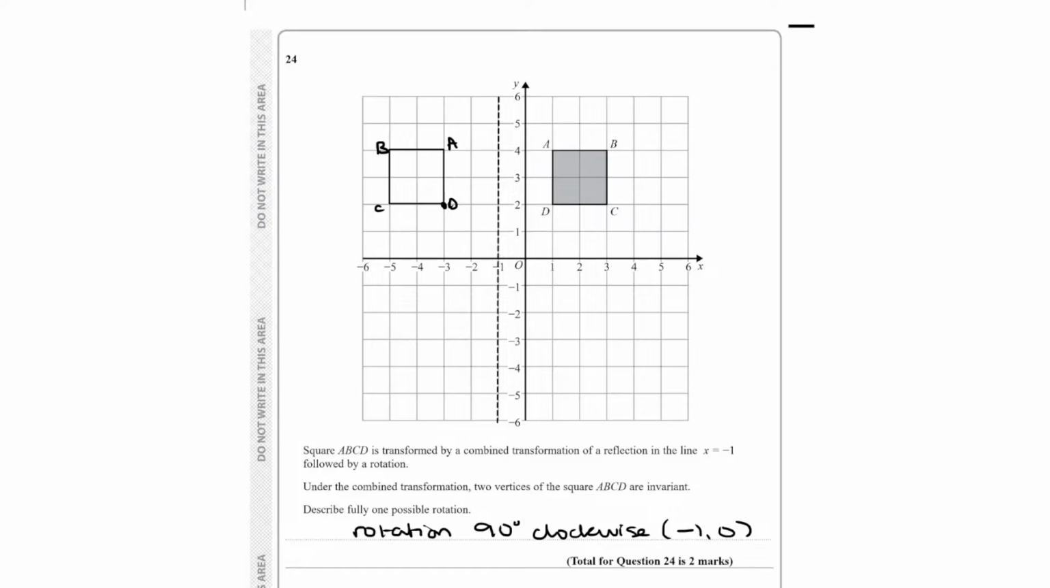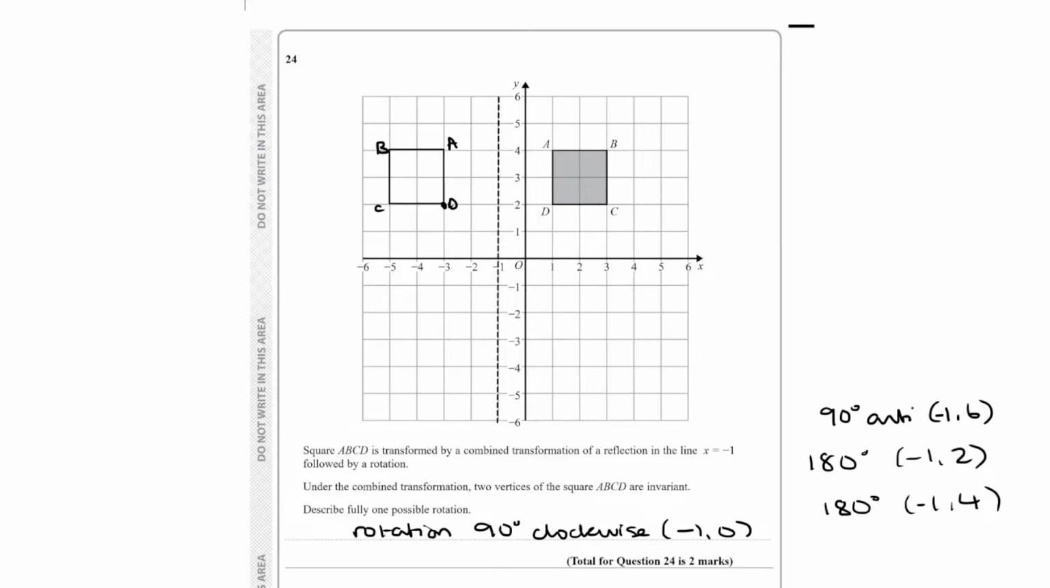You could have, I'll write down the list here, 90 degrees anti-clockwise, but then you would have had to put that the center was -1, 6. You could have had 180, obviously you don't need to say clockwise or anti-clockwise because it's the same thing. -1, 2. You could have had 180, -1, 4. Those are your 4 options. One of those you need to say.